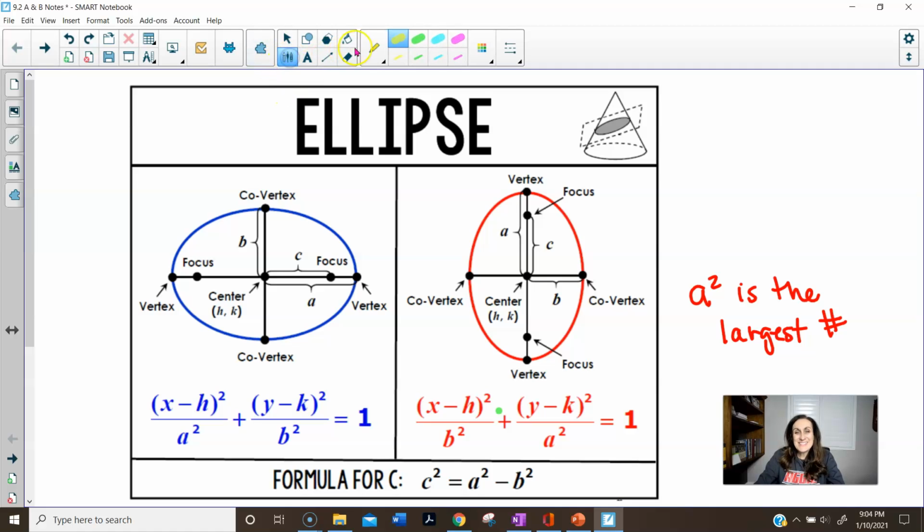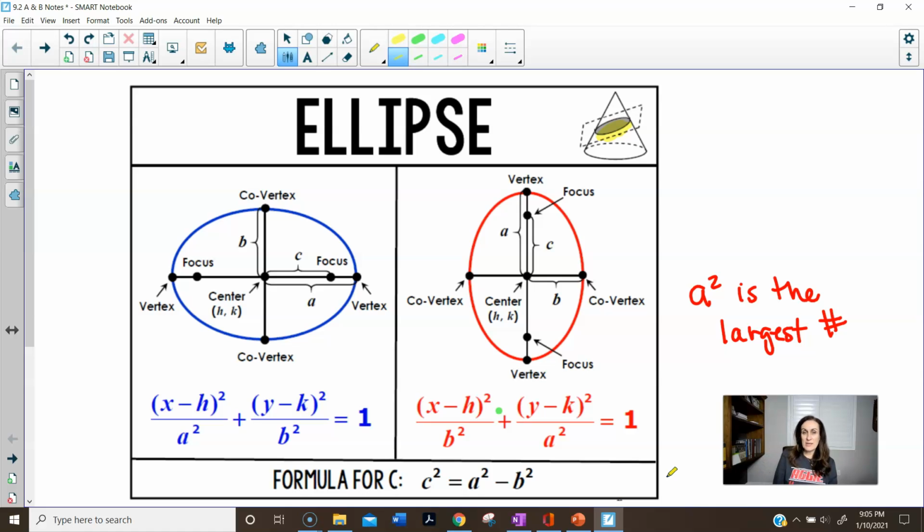Hi there. So today we're going to be looking at ellipses, and an ellipse is where you have a cone. It's going to have a plane that goes through it at an angle, and that's going to create a circle which gets stretched. And so now you have an oval shape.